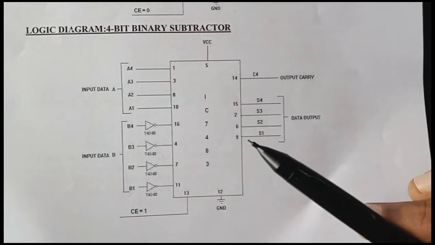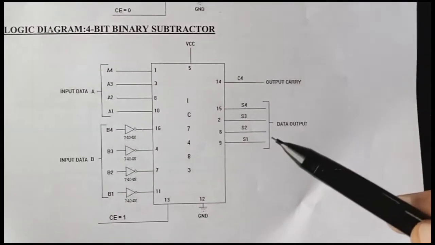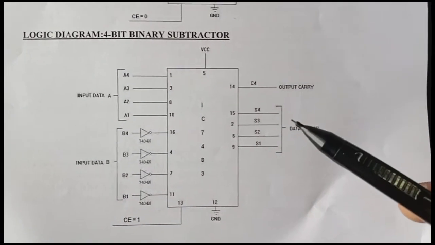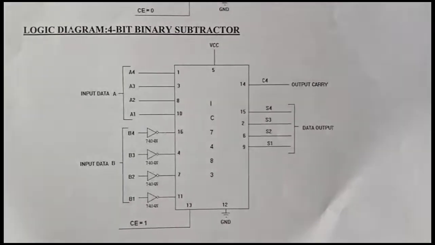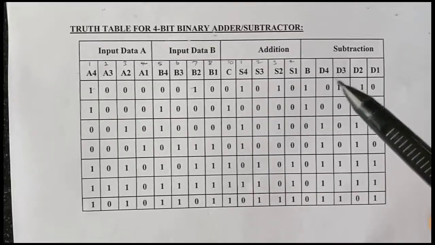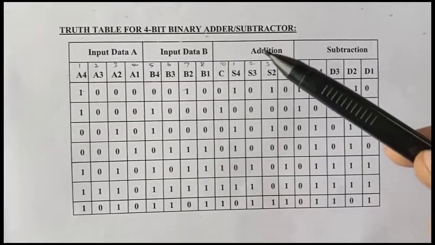Remaining connections are similar to the binary adder. So here two outputs S4, S3, S1, S2. In this case, that's the carry one. Carry is one carry and this is a difference value. So this is the truth table for the 4-bit binary subtractor.